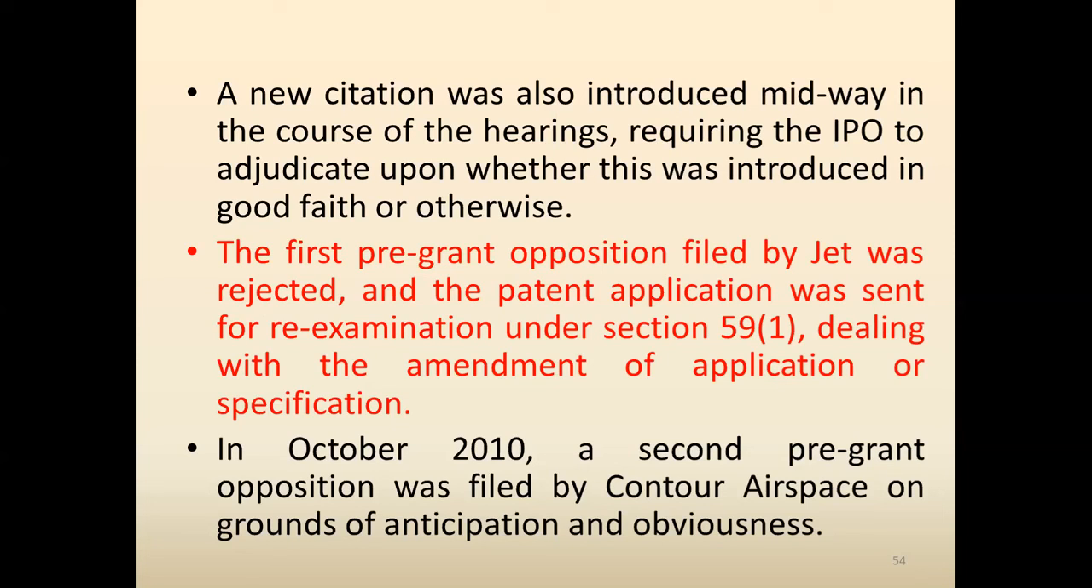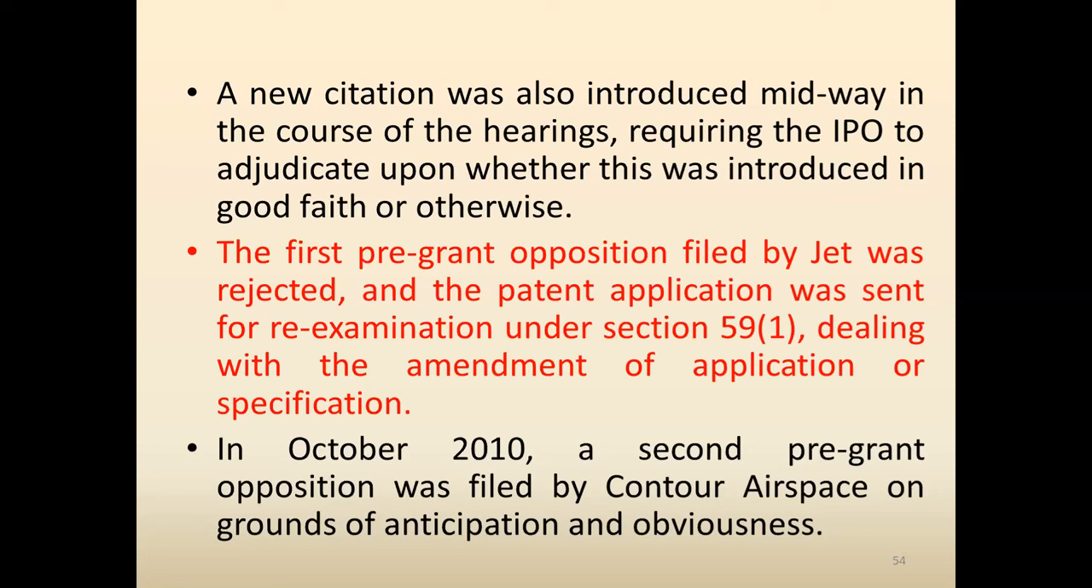Once the pre-grant by Jet Airways was refused, immediately in 2010, Contour Aerospace, a European-based airline company, filed a second pre-grant representation for this application. So once one pre-grant was dismissed, some other company filed a second pre-grant for the same invention. Now again, all the procedures of a pre-grant have to be followed with the second opponent.